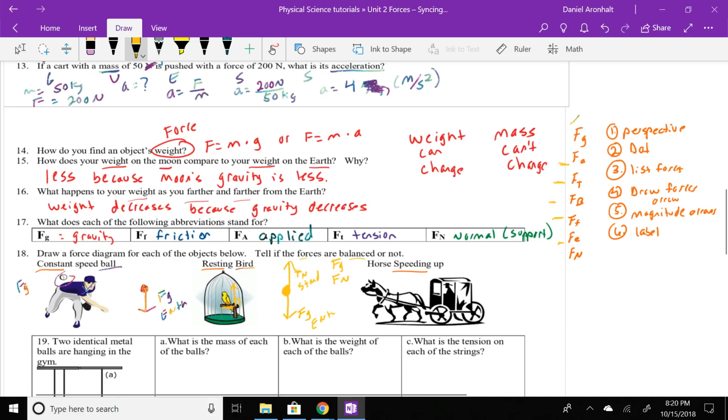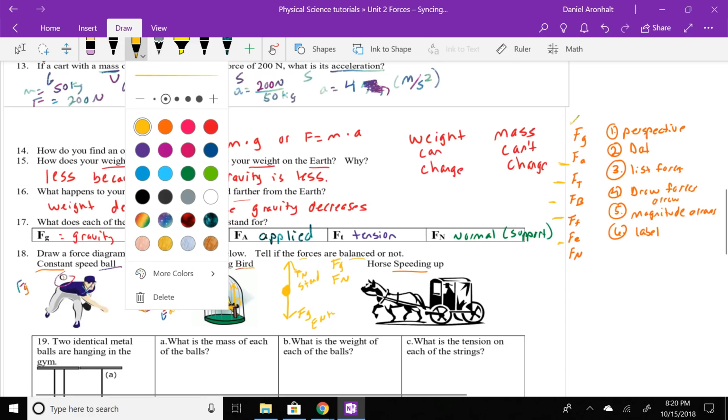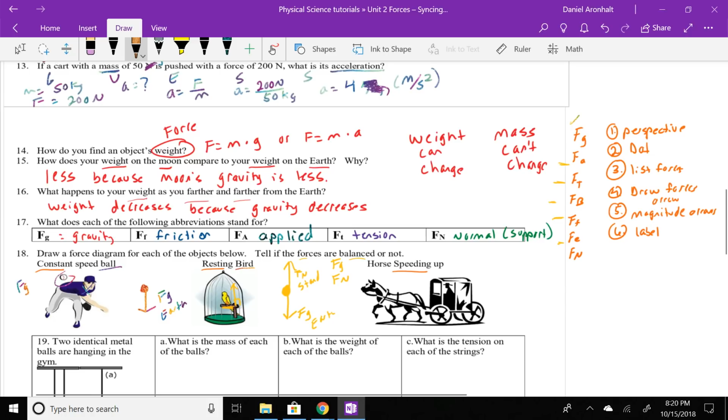Finally, the horse speeding up. Let's have the horse speeding up. This one, it's the horse we care about, okay? It's not the buggy. It's not the man. What forces are acting on the horse?